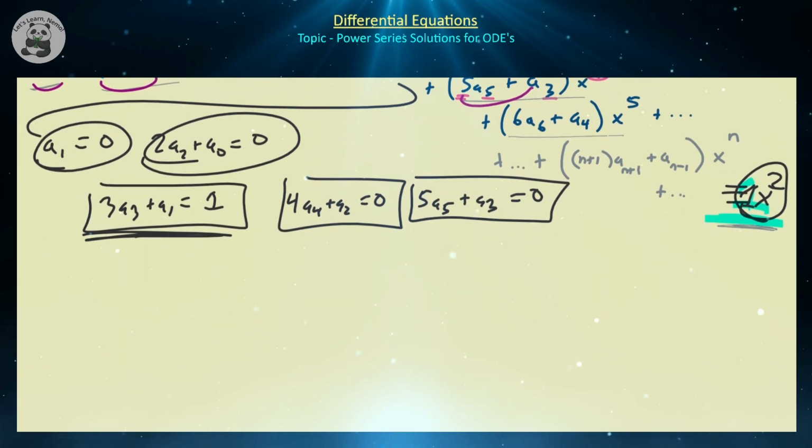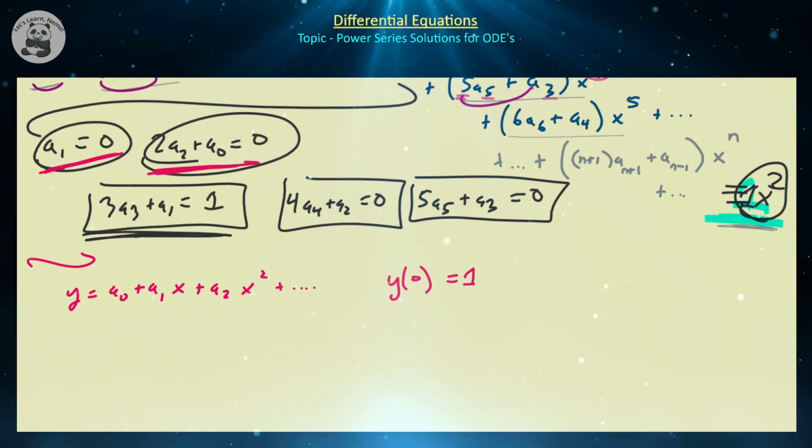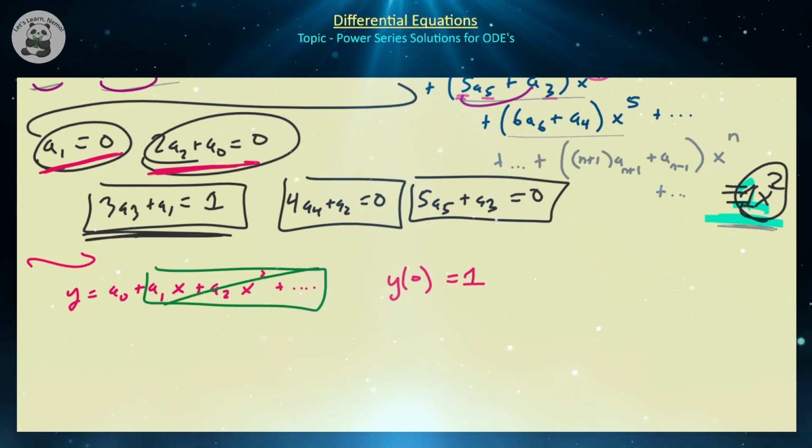Okay, so we have that a1 is equal to 0, but we don't know what a0 is, and that's unfortunate because we need to solve the next equation for a2, but it requires us to know what a0 is. So remember that y is equal to a0 plus a1x plus a2x squared, and so on. And our initial condition was that y(0) was equal to 1. So when x is equal to 0, notice that all these terms are just going to go away. So on the left-hand side, we have 1 is equal to a0.